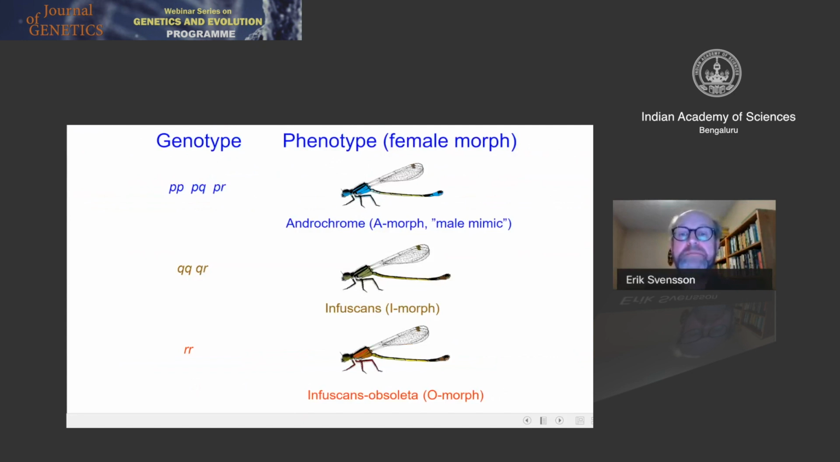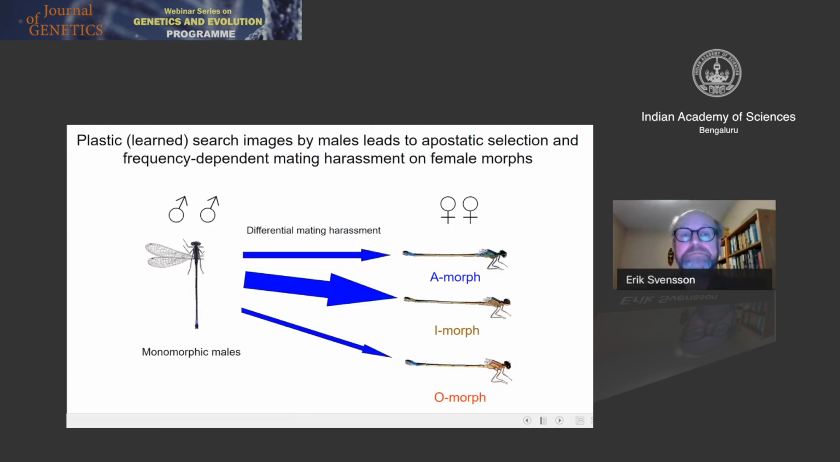One of the morphs, the blue morph, is an androchrome, or A morph, and it's considered to be a male mimic. These females look like males, both in terms of color and body shape. And then there are two other female morphs which differ from the males, which are called I and O here for simplicity. The dominance hierarchy means that we only have three visible phenotypes, and this polymorphism is limited to females. They're not present in males.